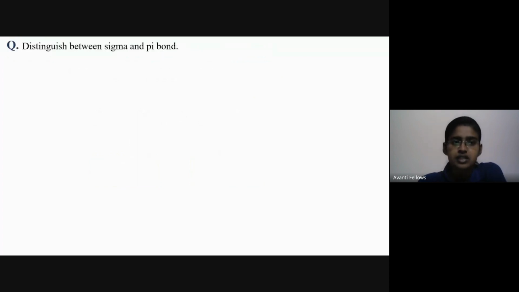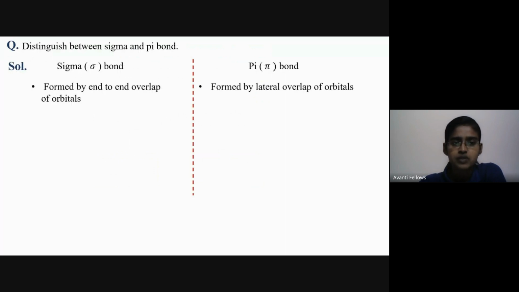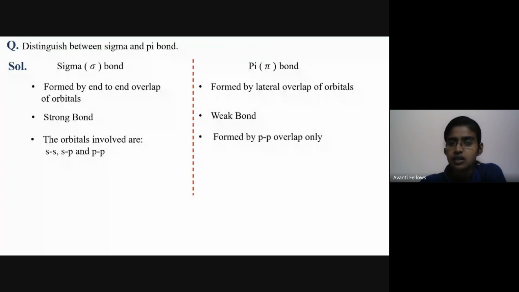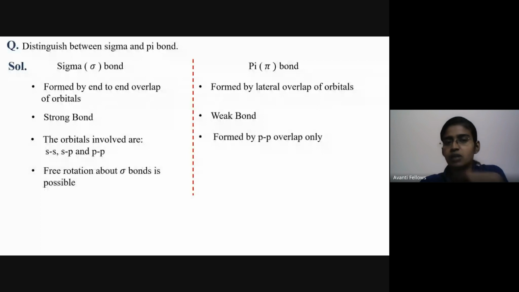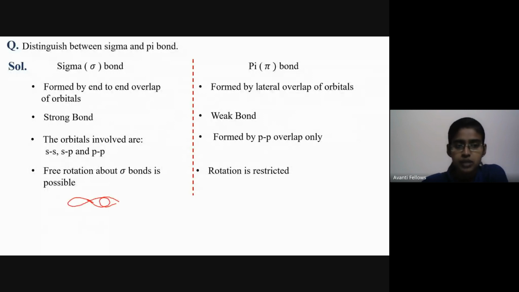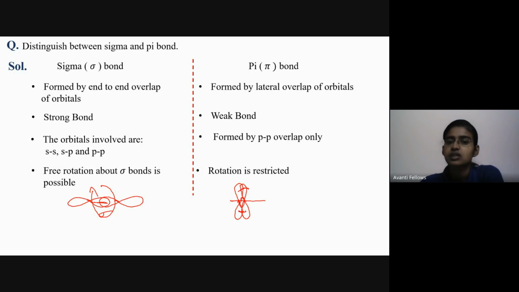So there are some differences between sigma and pi bonds. Sigma is formed by end-to-end overlap and forms a strong bond. Pi is formed by lateral overlap and forms a weak bond. Orbitals involved in sigma bond are s and p, whereas in pi bond only p orbitals overlap. Sigma bonds have free rotation, but in pi bond the rotation is restricted. If there is one p and another p with a sigma bond, we can rotate it. But when a pi bond is there, you cannot rotate, because if you rotate, the pi interaction will be broken. So pi bond has restricted rotation and sigma bond has free rotation. These are the points you have to keep in mind about sigma and pi.